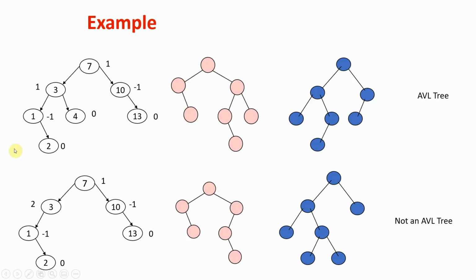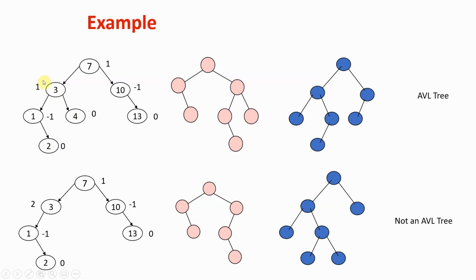So for this node, the balance factor, which is the height of the left subtree minus the height of the right subtree, is 0. So this has the AVL property. For this one, the height of the left subtree is 0, but the height of the right subtree is 1, so the balance factor is minus 1. For this node, it's 0. For this node, the height of the left subtree is 2 and the height of the right subtree is 1. 2 minus 1 is 1, so the balance factor is 1.